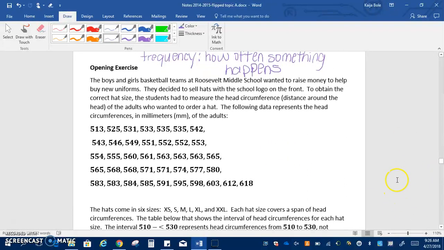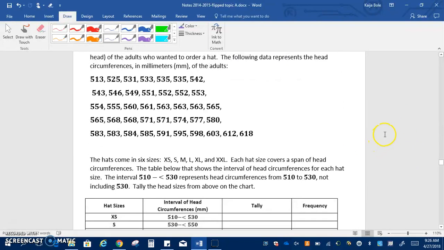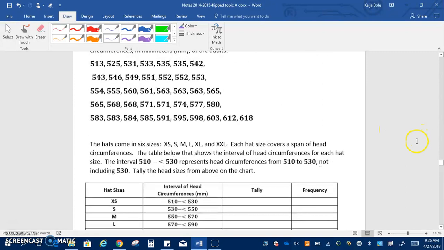So the opening exercise says the boys and girls basketball teams in Roosevelt Middle School want to raise money to help buy new uniforms. They decided to sell hats with the school logo on the front, and to obtain the correct hat size, the students had to measure the head circumference, so the distance around the head, of the adults who wanted to order a hat. The following data represents head circumferences in millimeters. So, they give us this list of numbers, and they're so nicely in order, which is really good.